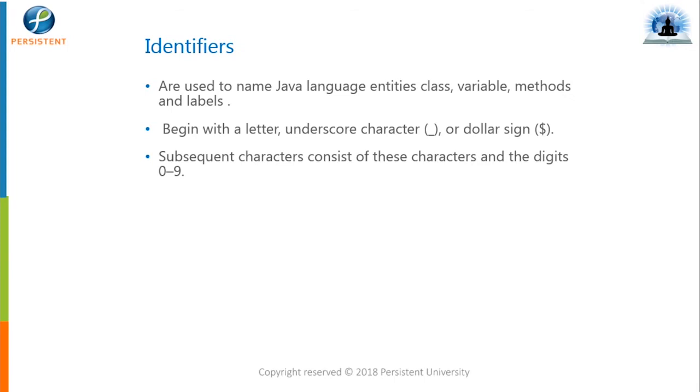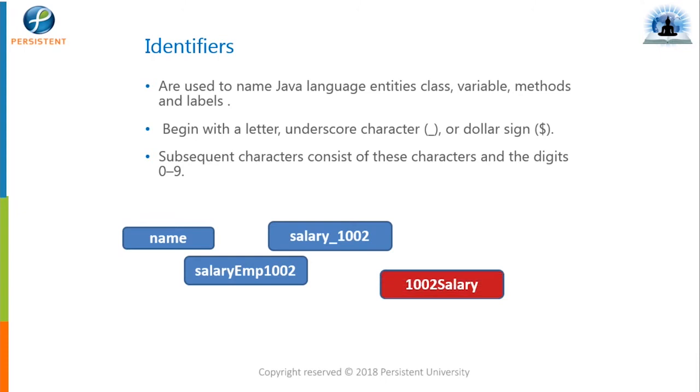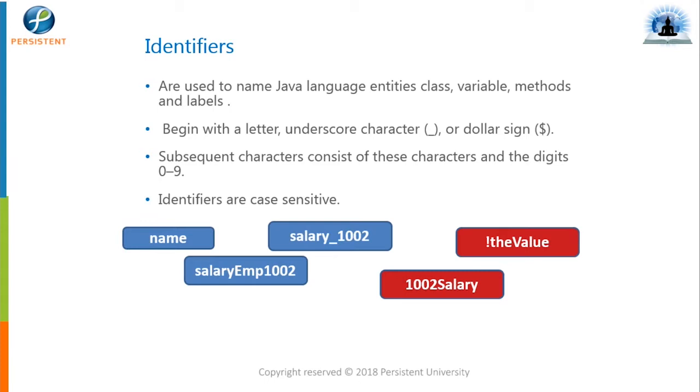So let's start with the identifier. An identifier is nothing but any simple name which we use for a class, for a variable, and for a method. So this is just a simple name which we can use for a class, for a variable, and for a method, right?